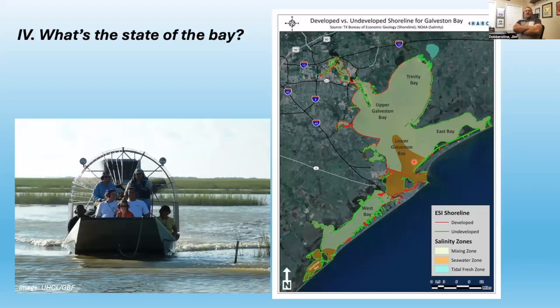Okay, so what's the state of the bay right now? Well, those are some of my students actually in an early study. This is probably 15 years ago, over in Pierce Marsh in Galveston County, just outside of Hitchcock. So, kind of over in this part of the bay.